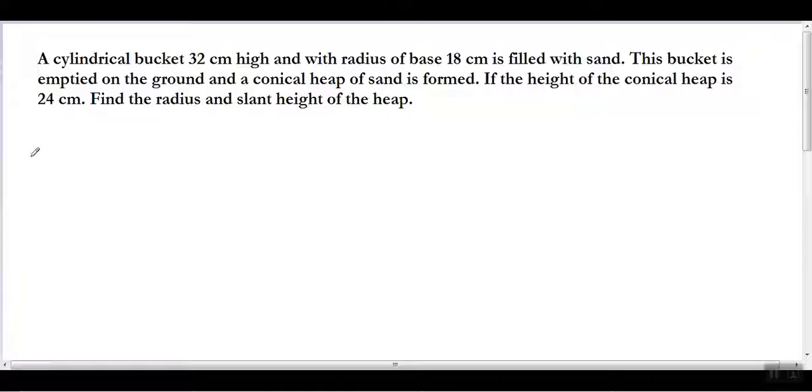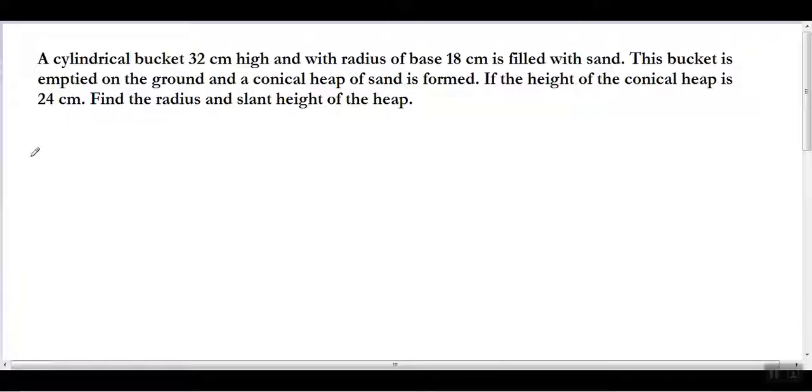Let's solve the question which I have written on the whiteboard. See here, a cylindrical bucket of 32 centimeter height and a radius of 18 centimeter is filled with sand. This bucket is emptied on the ground and a conical heap of the sand is formed. If the height of the conical heap is 24 centimeter, then we need to find the radius and slant height of that heap.